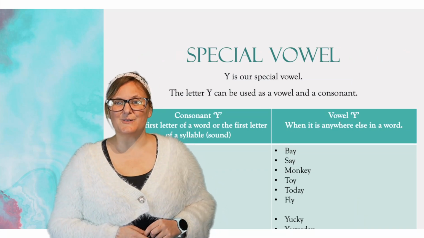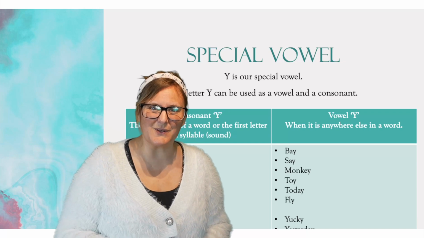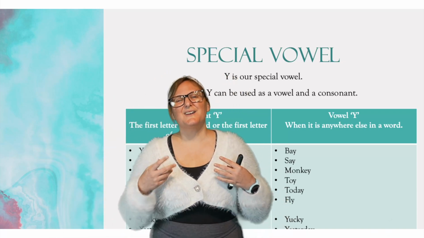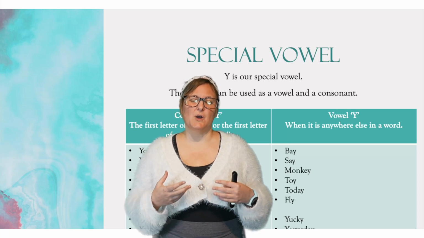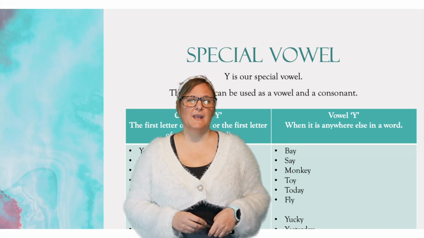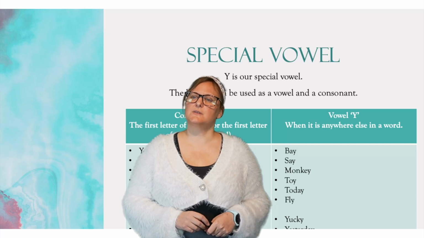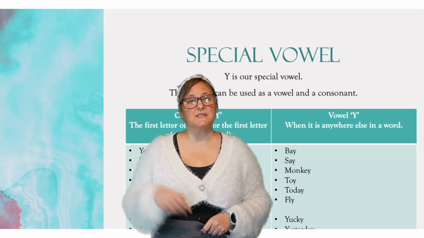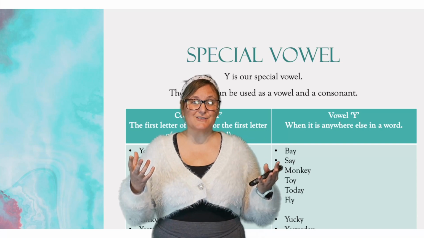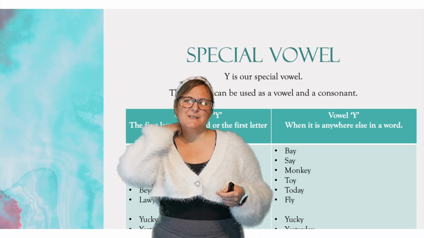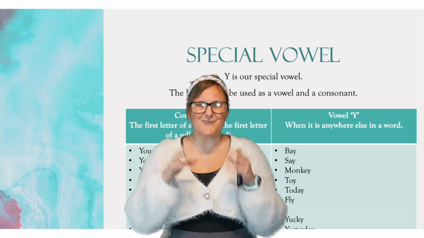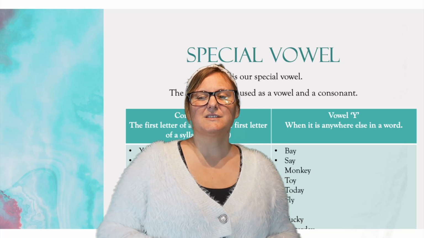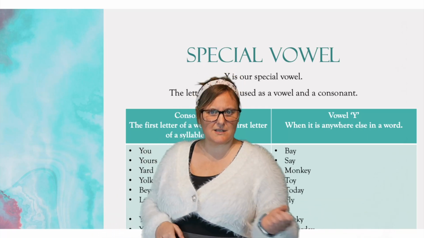Now we have our special vowel that we mentioned earlier. Did you guess what it was? Our special vowel is the letter Y. And the reason why it's so special is because the letter Y can be used as a vowel and a consonant. It depends where it comes and what sound it makes in a word. So let's take a look at some examples.